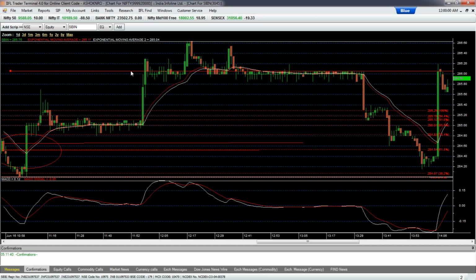So a 75 paisa move is around 287 or 286.85. So when we reach 286.85, sorry, 286.85, we will move it higher. However, it didn't reach that level. So what we'll be squaring off at is 286.1, and we will book the profit at this point of time.